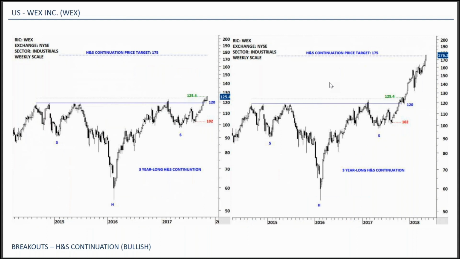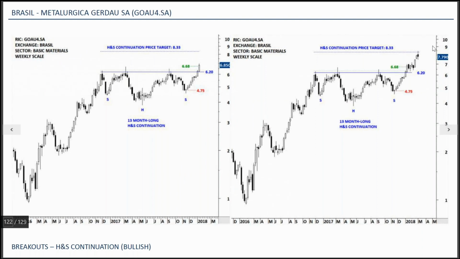US VEX Inc. Several tests of the chart pattern boundary, a 3-year long head and shoulder continuation, breaking out, a slight pullback here without challenging the boundary, and then immediately rallying towards the chart pattern price target. Brazil material company, head and shoulder continuation, several tests of the pattern boundary, breakout, pullback, reaching the chart pattern price target.